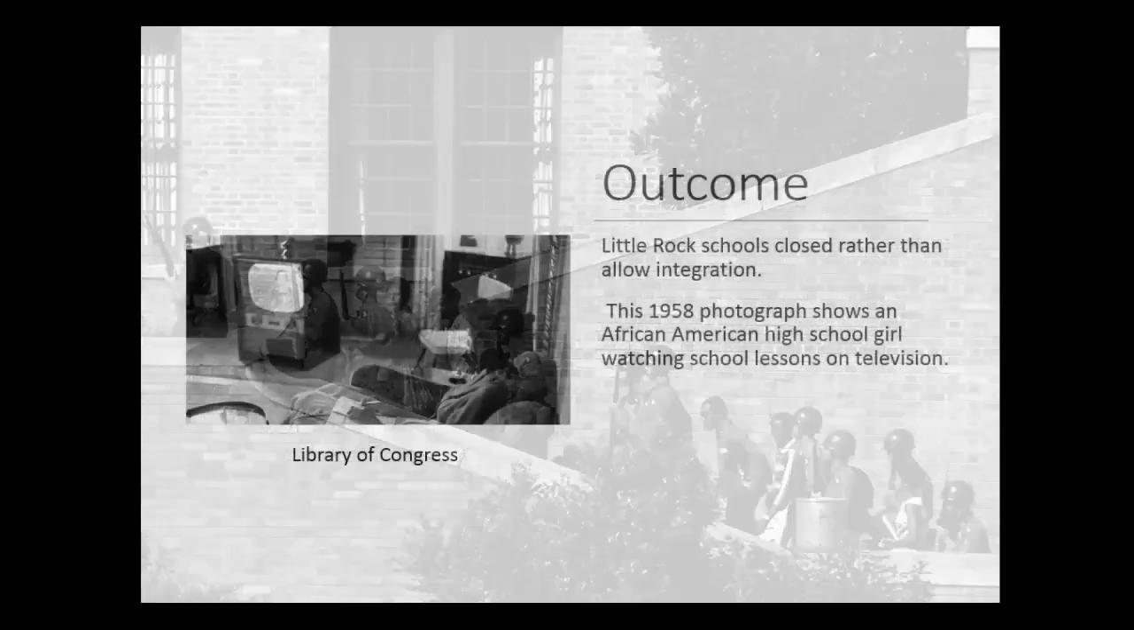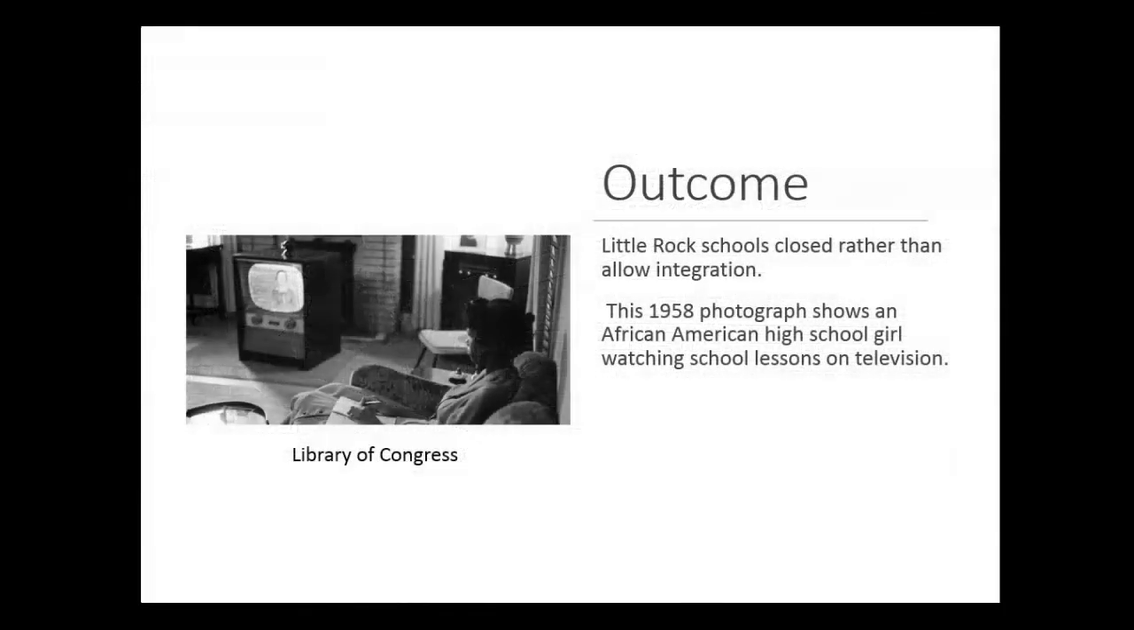Governor Faubus was re-elected in 1958, and rather than permit desegregation, he closed all of Little Rock's schools. Many school districts in the South followed Little Rock's example, closing schools or implementing school choice programs that subsidized white students' attendance at private segregated academies, which were not covered by the Supreme Court's decision. Little Rock Central High School did not reopen with a desegregated student body until 1960.